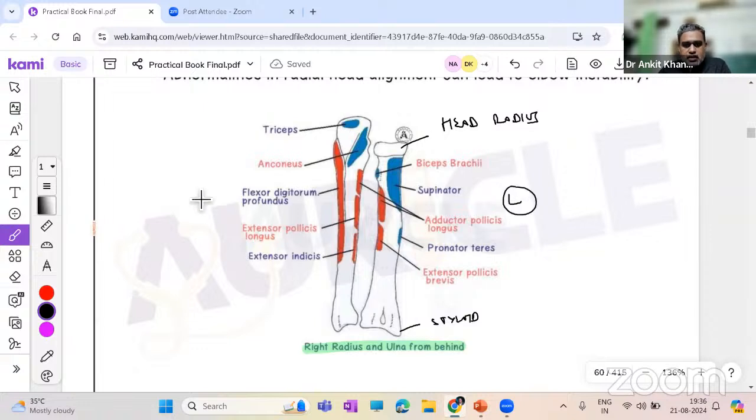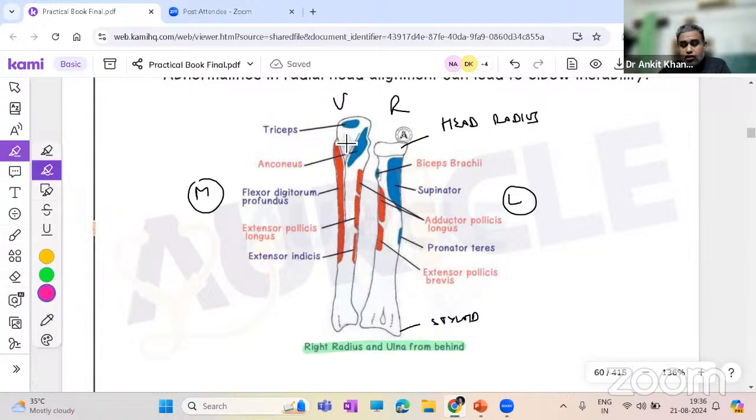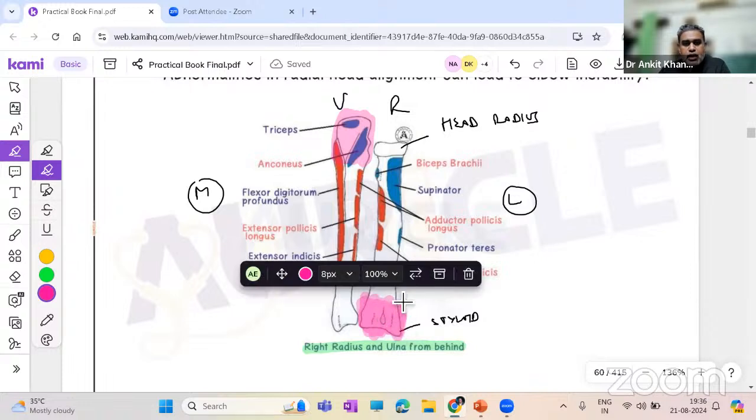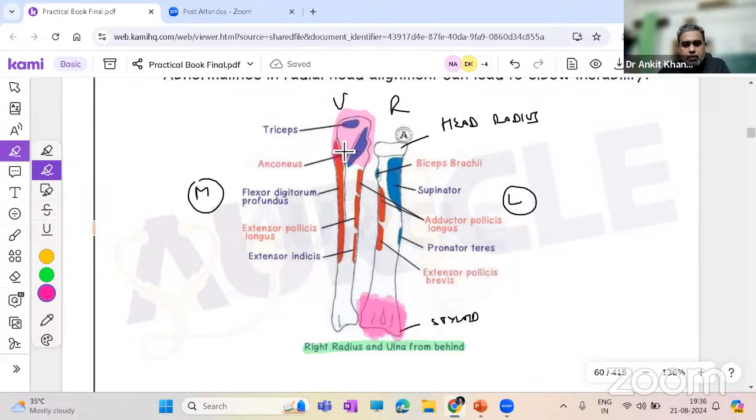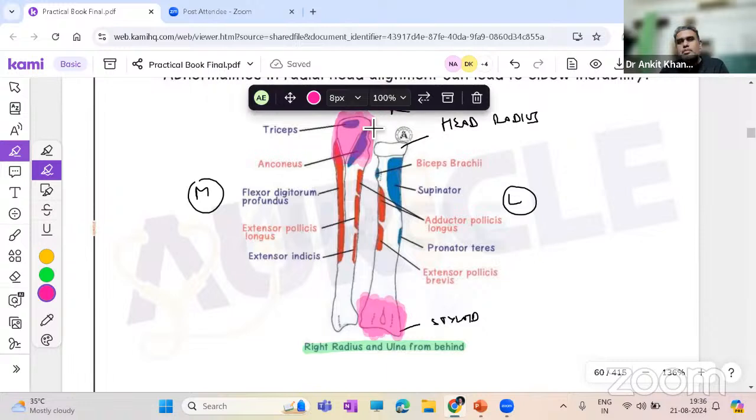Right radius ulna from behind. This is the lateral aspect, this is the medial aspect. This is ulna, this is radius, viewed posteriorly. In radiology also I told you guys, so for those who have heard it already, hear it again. The upper end of ulna is huge, and the lower end is small. The lower end of radius is huge. If you see the radius, the lower end is huge compared to the upper end of radius. In ulna, the upper end is huge compared to the lower end of ulna.